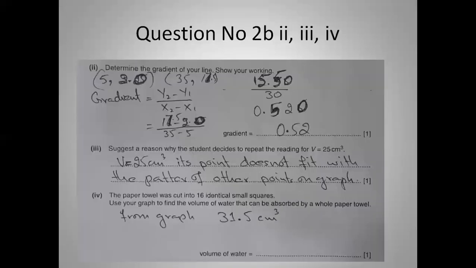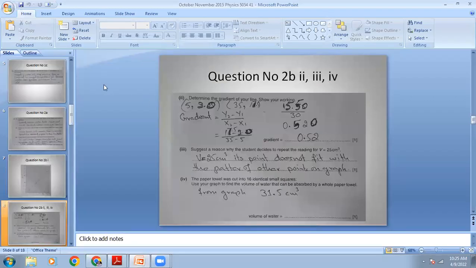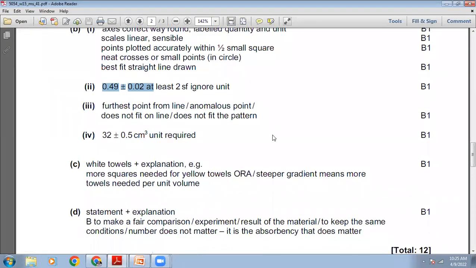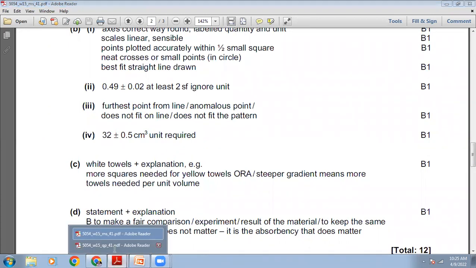So let me show you. V equals 25 cm³. Its point does not fit with the pattern of the other points on the graph. So we will repeat it. Then let me check the marking scheme: furthest point from the line, anomalous point, does not fit on the line, does not fit the pattern. So we are going to the next part.